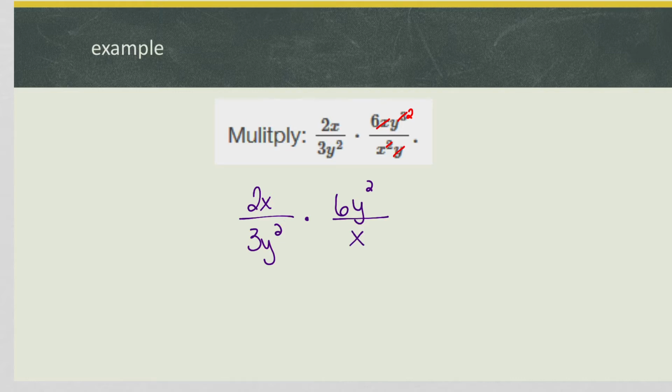Now what else can we reduce? We can reduce the x's here and here, so I'm going to do that. The x and the x cancel. The y squareds cancel. And look, the 3 and the 6: 3 goes into 3 once, 3 goes into 6 twice. I think that's all we can do. Remember, you're not allowed to reduce left and right. So the only thing we can do now is multiply 2 times 2, and we get 4.